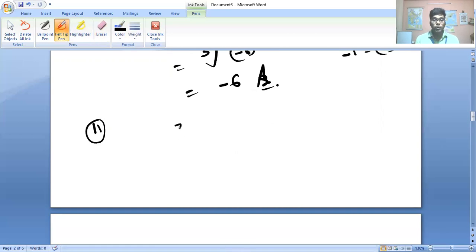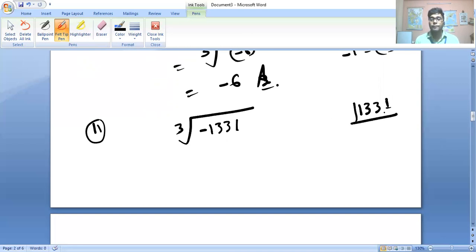So it is cube root of minus 1331. I asked you to memorize cubes up to 15. That is what I have said in the online live classes. If you do, it would be very easy, because with this 1331, if you factorize, you'd have to think hard about what number should be divided with. Or if you can just remember the cubes up to 15, it will be very easy, right?